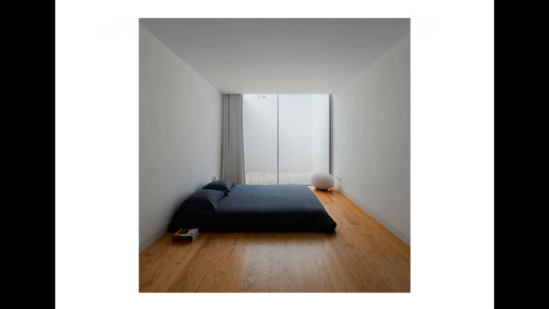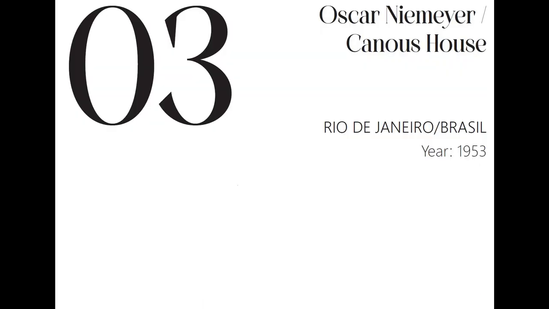Okay, let's continue with a really old house from 1953, Oscar Niemeyer, the Canoas house. Let's travel to another part of the world, go to Brazil, Rio de Janeiro, Oscar Niemeyer's house, the Canoas house.